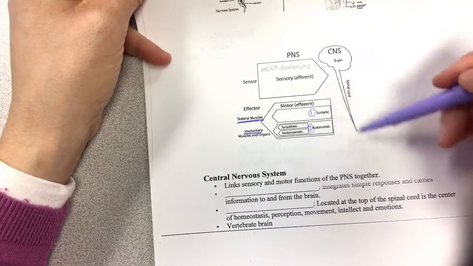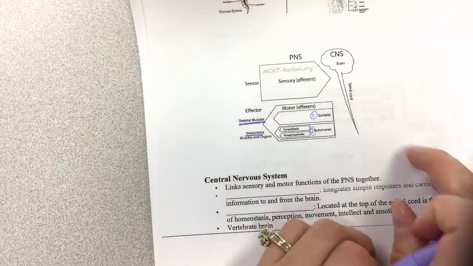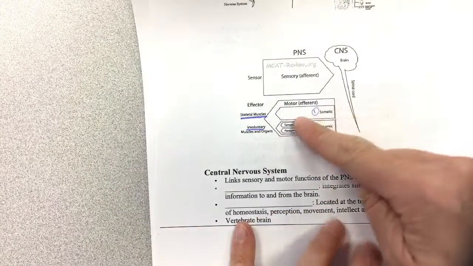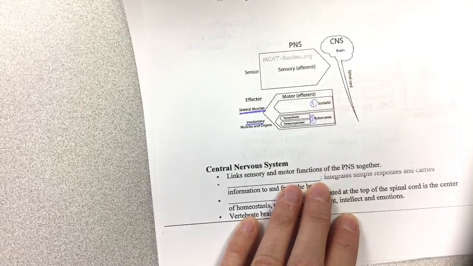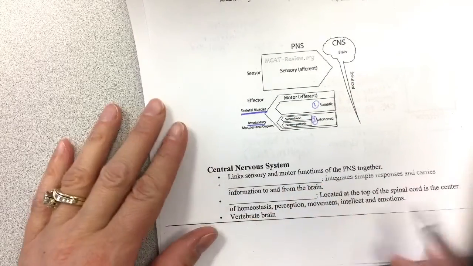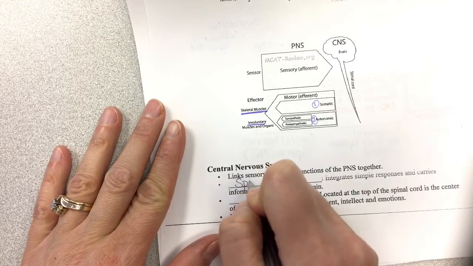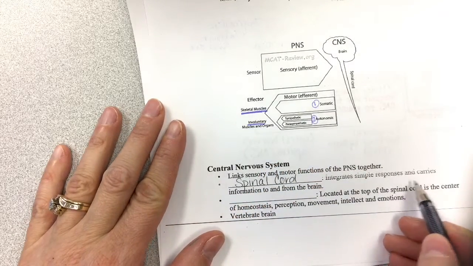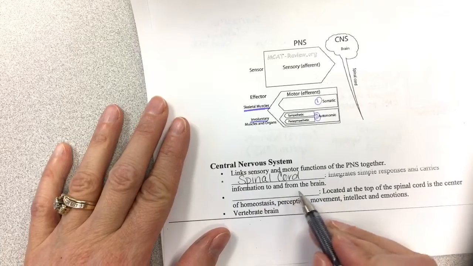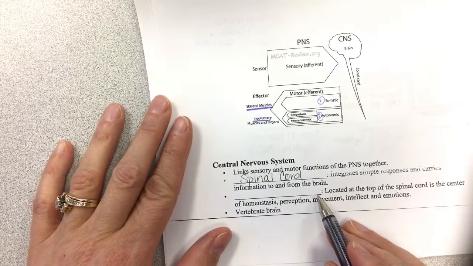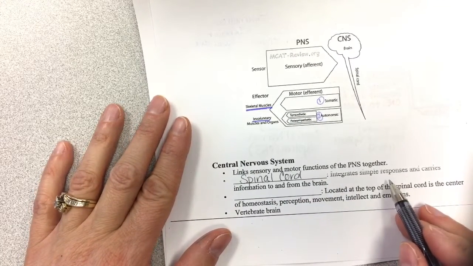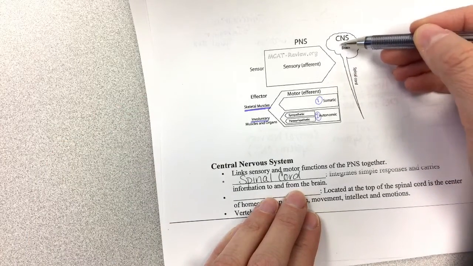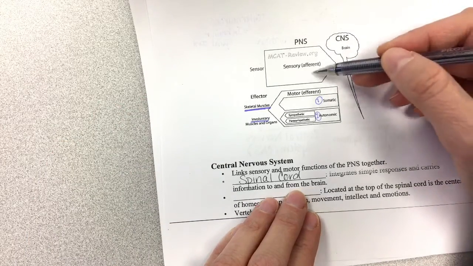So let's look specifically at your central nervous system. As we saw, it links the sensory and the motor functions of the peripheral nervous system together. The spinal cord integrates simple responses and carries information to and from the brain. So if something comes to the spinal cord, it helps take it to the brain and back.